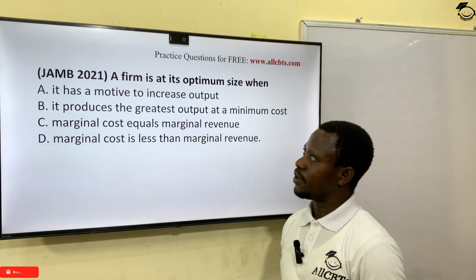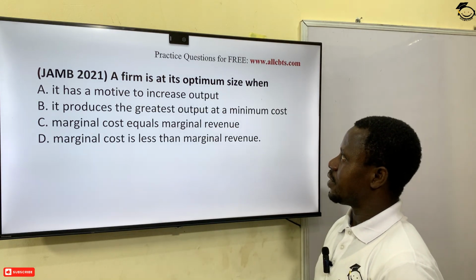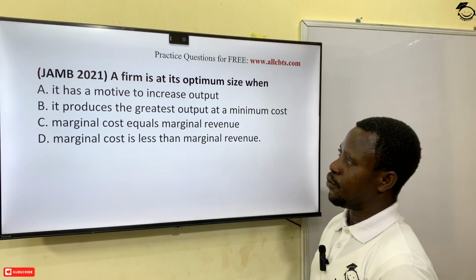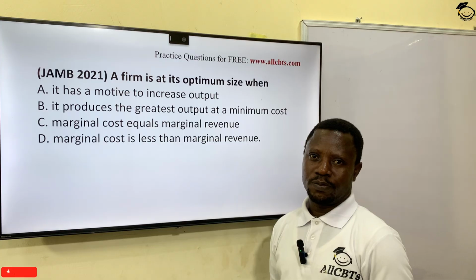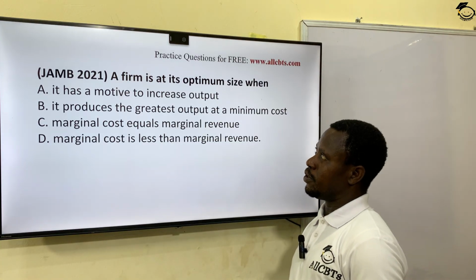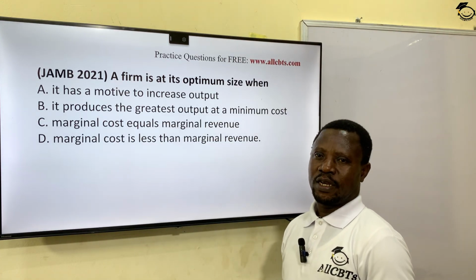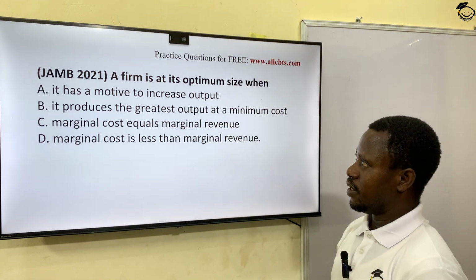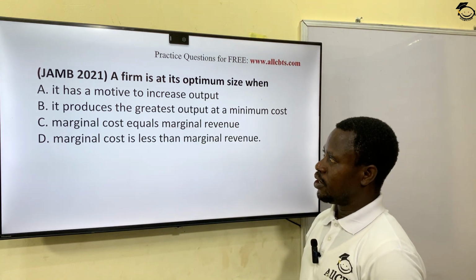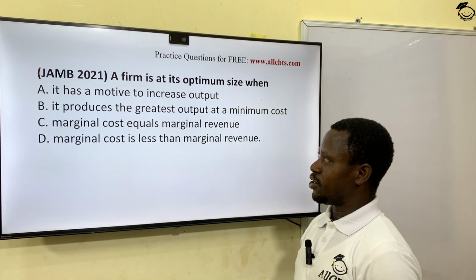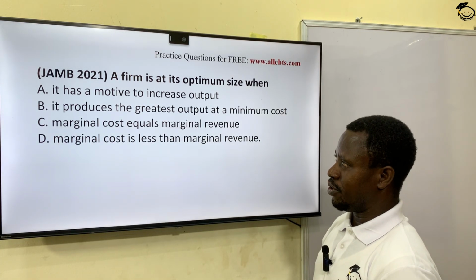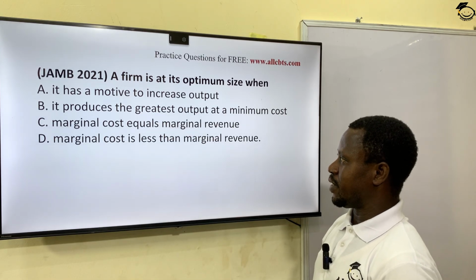The next question. A firm is at its optimum size when? At what point do you say a firm is optimum? Optimum is the peak of productivity, right? It has a motive to increase output. It produces the greatest output at a minimum cost. The marginal cost equals what? The marginal revenue. Marginal cost is less than marginal revenue.